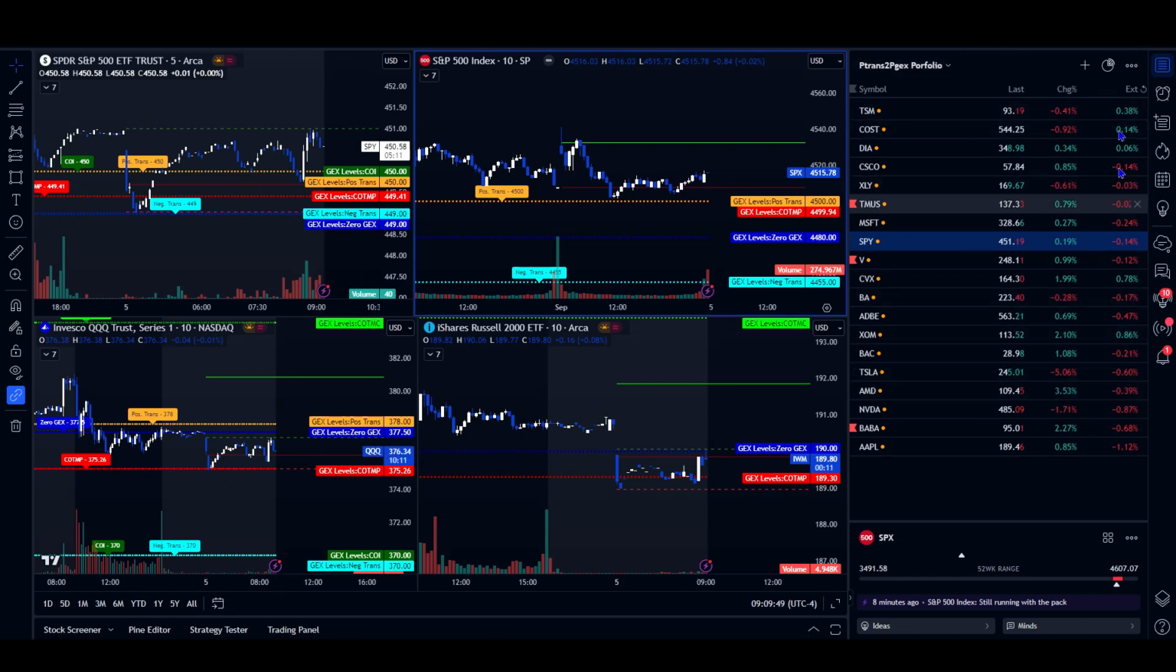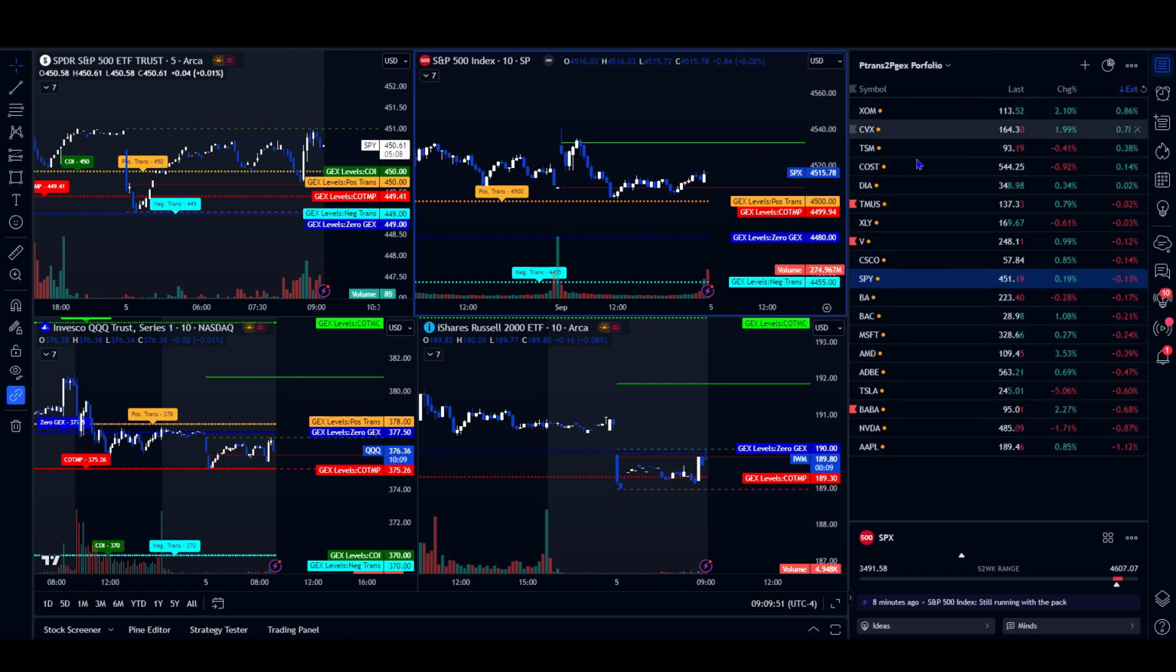P-Trans to PGEX portfolio. I have the stocks listed over here. We'll be exiting Cisco at the open, most likely for a small gain or flat as it closed above P-Trans. But we do have some other stocks that are looking to push above plus GEX. Costco, XOM, CVX closed just below plus GEX on Friday. So we'll see if those move up above plus GEX and we can get some exits today. So we'll see how that plays out.